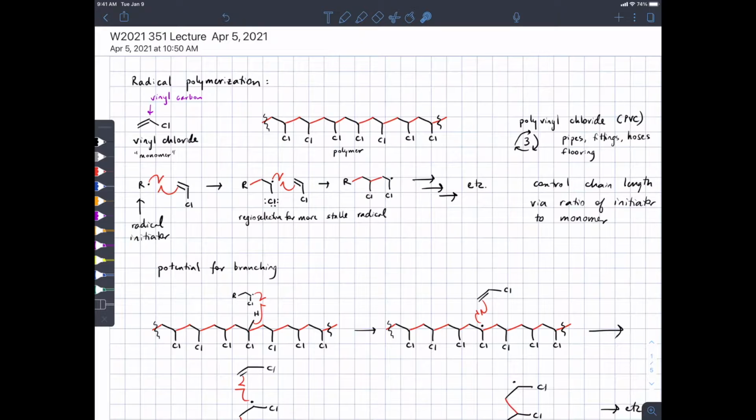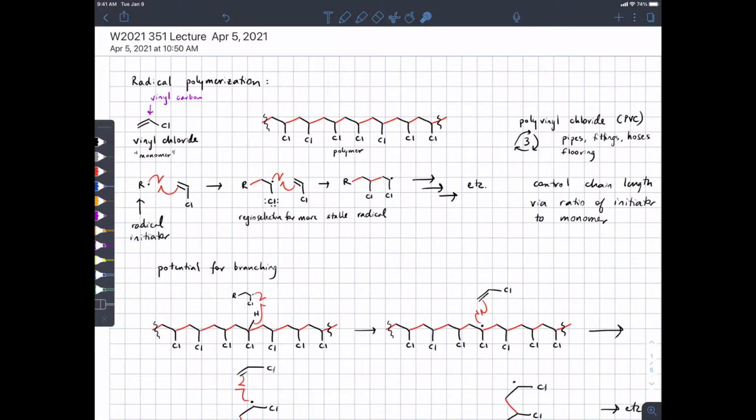PVC is used for pipe fittings, hoses, flooring, lots of different things. Anytime you hear the word vinyl, it probably is related to PVC. It has the recycle code 3, so you can check all your plastics and see if it's PVC. PVC tends to be quite rigid, for reasons we talked about last time.